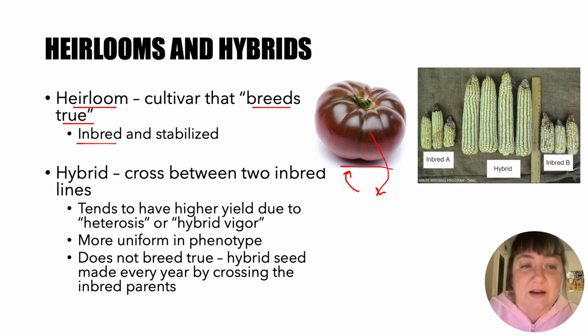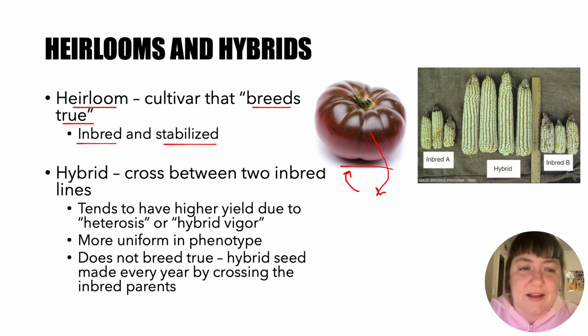That is a good thing in this case because the genetics are stabilized, basically. So it's not segregating for different traits from generation to generation. You're going to keep getting the same tomato over and over again across the years. So that's a good thing.